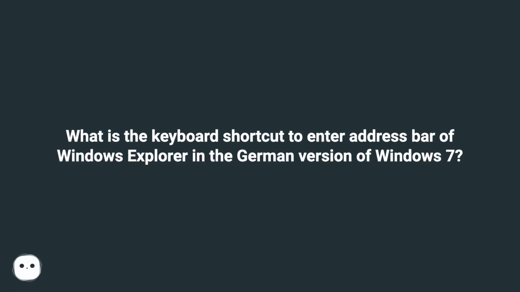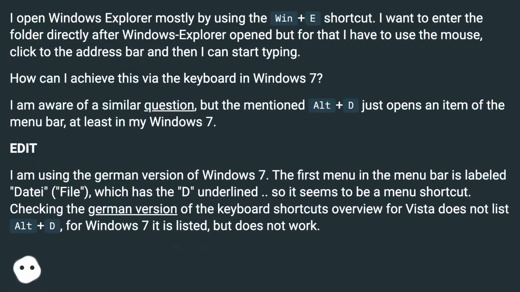What is the keyboard shortcut to enter the address bar of Windows Explorer in the German version of Windows 7? I open Windows Explorer mostly by using the Win plus E shortcut. I want to enter the folder directly after Windows Explorer opened, but for that I have to use the mouse, click to the address bar, and then I can start typing. How can I achieve this via the keyboard in Windows 7?